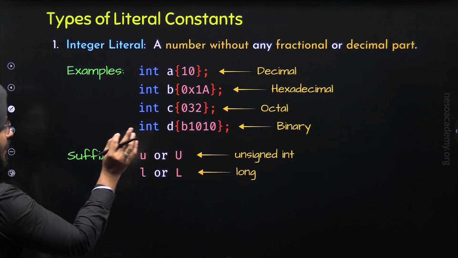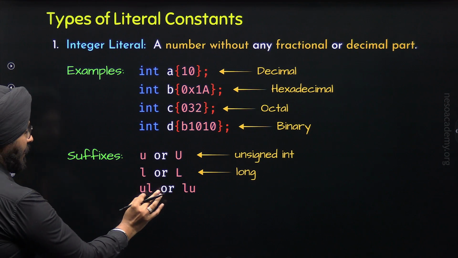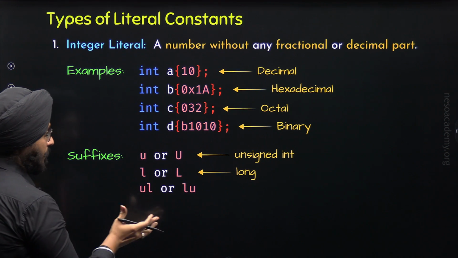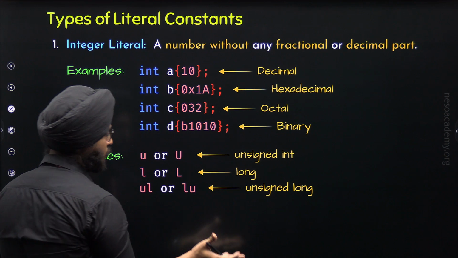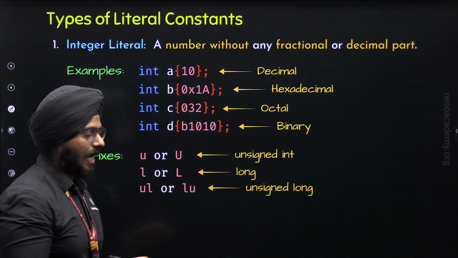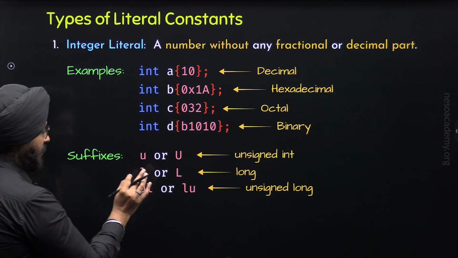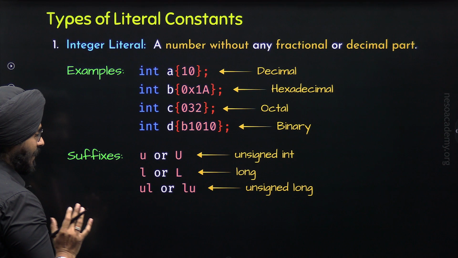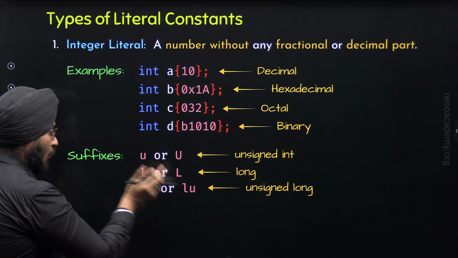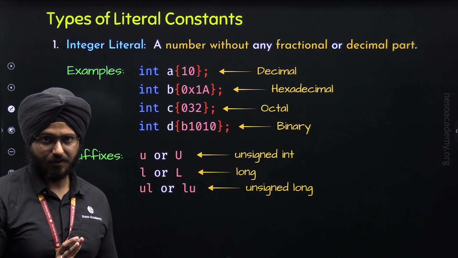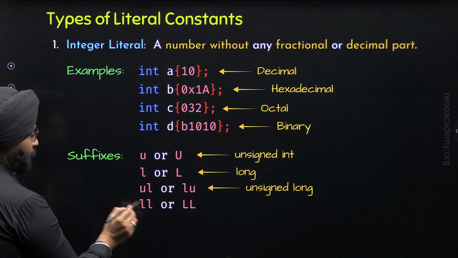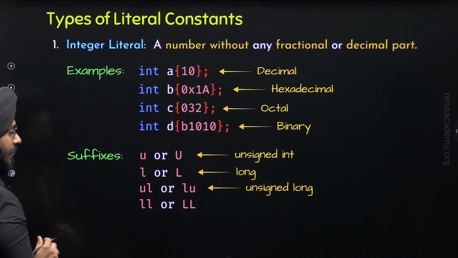Now let's move to the third type of suffix, which is ul or lu. We can use any of these two suffixes to represent unsigned long integers. That is, unsigned version of long integers. I would like to mention this that these two are not case sensitive. This means we can uppercase any of these letters or all of these letters. This is the possibility.